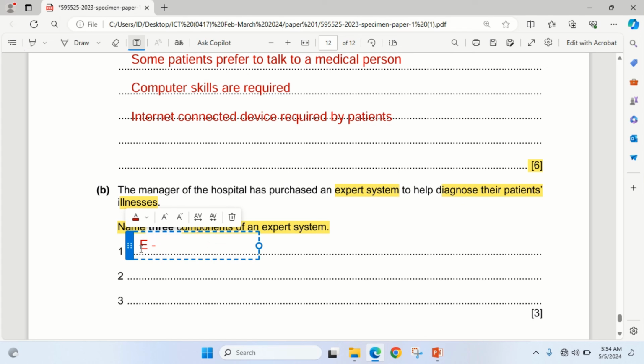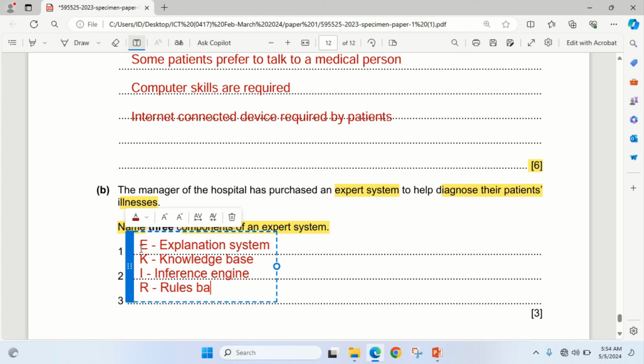E for explanation system, K for knowledge base, I for inference engine, R for rules base, and U for user interface. So these are the major components of an expert system.